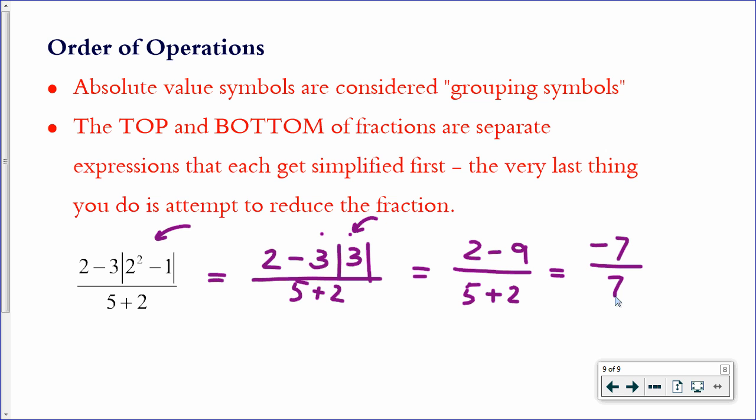So notice I've simplified the top and I simplified the bottom. I did not look up and down yet. Now that the top and the bottom are both simplified as much as they can, now I can attempt to reduce the fraction and see that negative 7 over 7 is negative 1. And that's all.